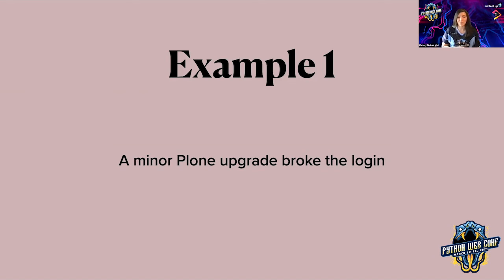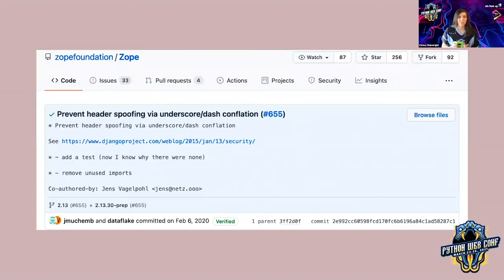And once I knew that it was Zope, I went to the repository and I found this commit: "Prevent header spoofing via _ conflation." So there were security changes inside of Zope that are what actually broke the add-on. Since web server auth depends on the remote under user header, like I said, it has an underscore in it, Zope was now ignoring those changes that web server auth was putting in order to log people into the site. So my fix for this was to pin the version before this change.